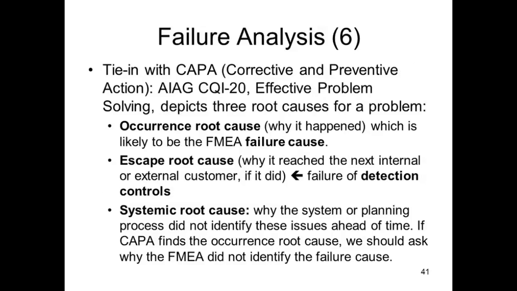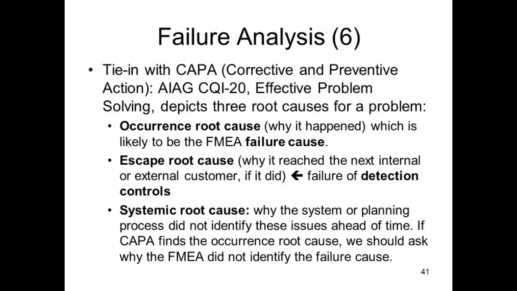The occurrence root cause is why it happened. Now that's the FMEA failure cause. That's the occurrence root cause. The escape root cause is how it got to the next internal or external customer, assuming it did, assuming it wasn't caught before it got out of the workstation. Well, that could be failure of the detection control that's designed to prevent escape of poor quality. The systemic root cause is why the system or planning process didn't identify these issues ahead of time.